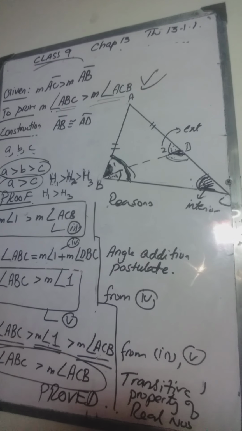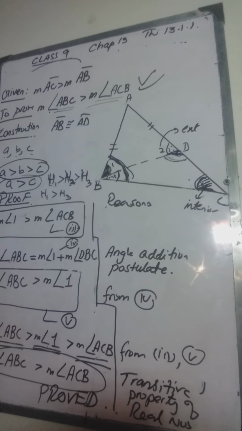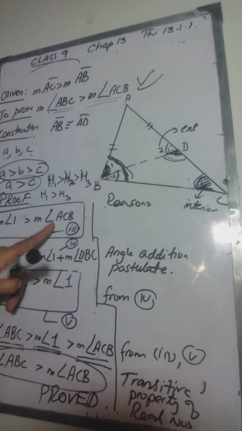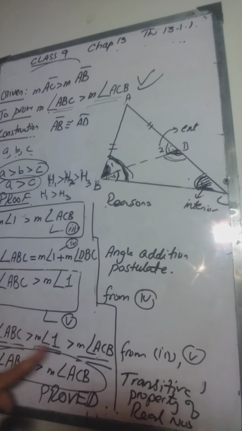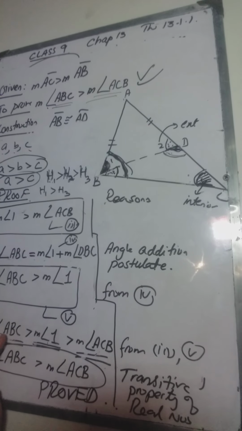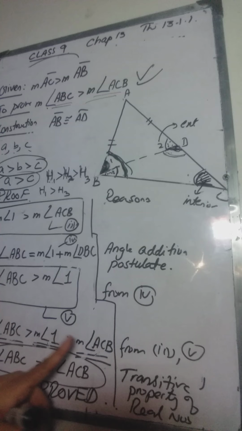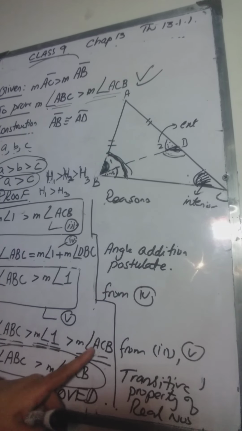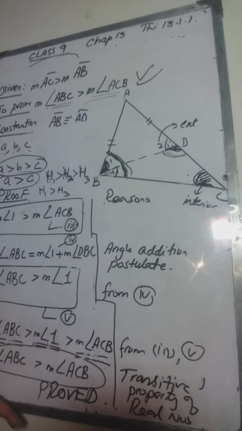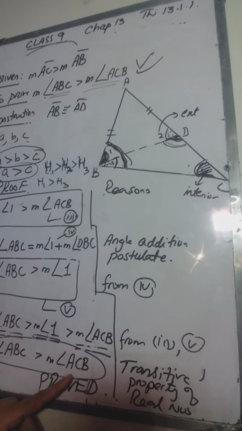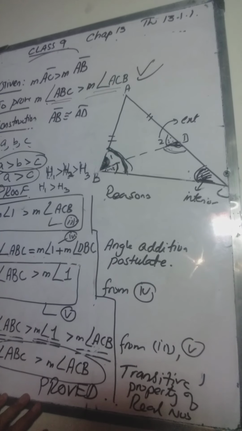So here ABC is greater than angle 1, and angle 1 is greater than ACB. So ABC will be greater than ACB. This is the transitive property. If this angle is greater than angle 1 and angle 1 is greater than ACB, then obviously this angle will be greater than ACB, because ACB is the smallest of all these three angles. Therefore, I have written ABC is greater than ACB, and this completes the theorem.